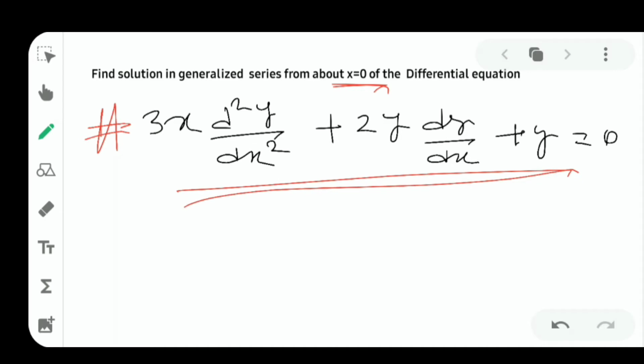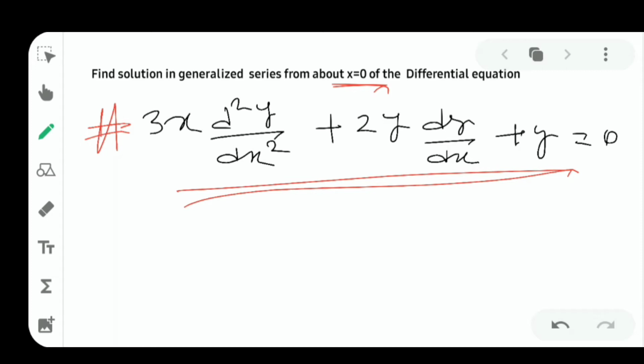For approaching this question, first of all we have to use the concept of whether the point x equals 0 is a singular point, a regular singular point, an irregular singular point, or an ordinary point. I think it is a regular singular point, but I will prove it. If you put x equals 0, it is not an ordinary point.